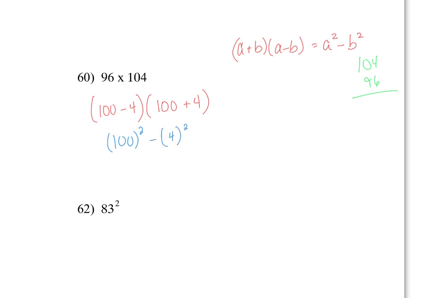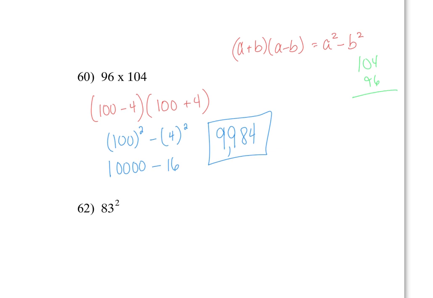What's 100 squared? Well, I just list the zeros twice, right? I have 1, 0, 0, 0, 0, 10,000. And I'm going to subtract what? Well, I'm going to subtract 16, right? Now, you can do this long if you want to. I just subtract 20 and add 4 to it. But you can do it however you want. 9,984 is 10,000 minus 16. All right? You're just using a special case there.